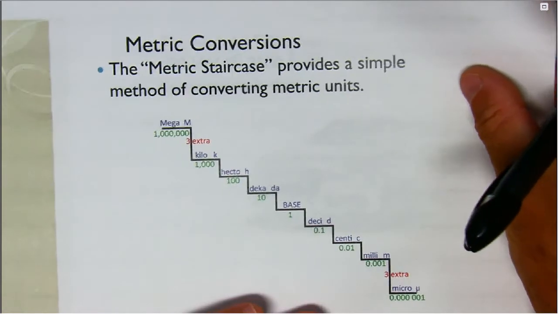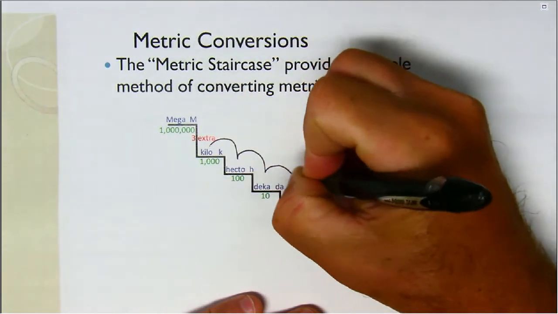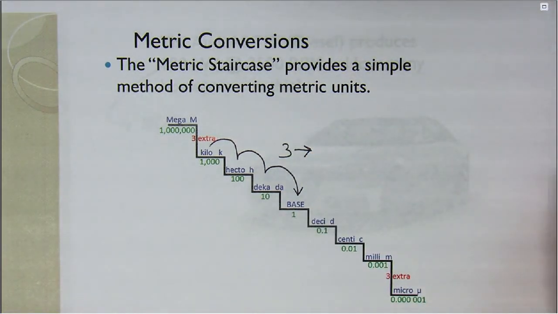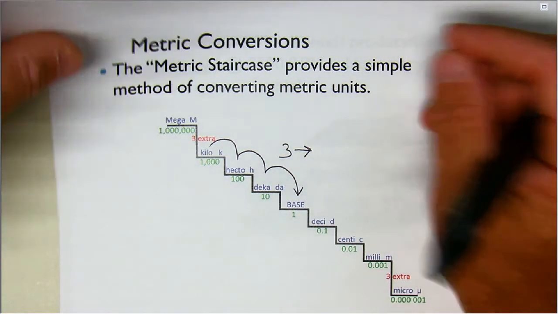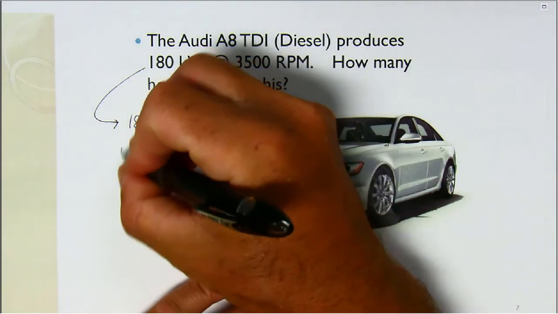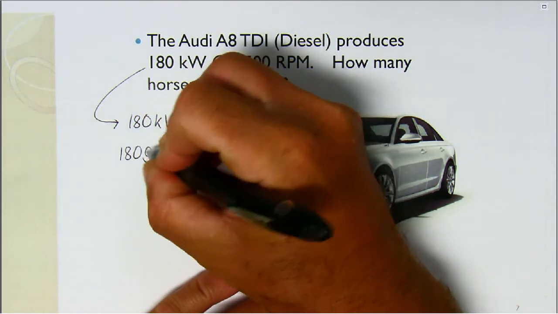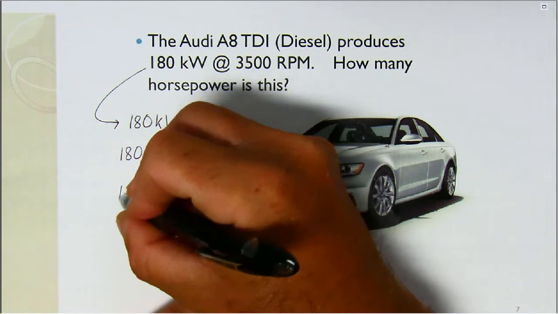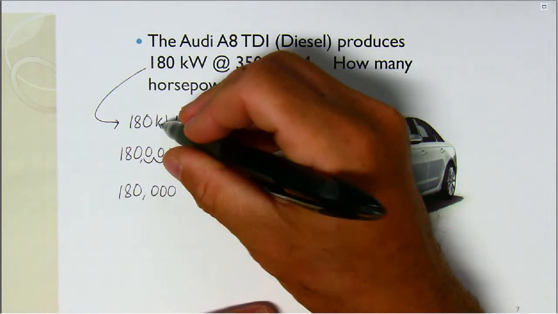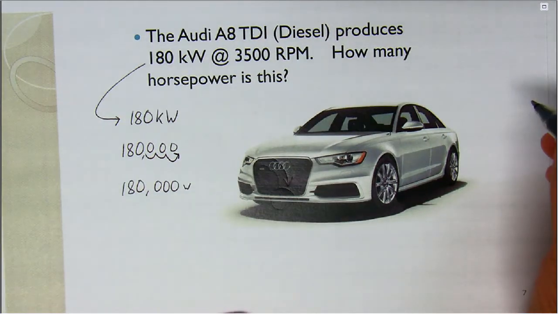So what we need to do is we need to change 180 kilowatts to just watts. So on our metric staircase, if we're going from kilowatts to just plain old watts, that's to our base unit, we need to move 3 to the right. So let's do that. 180 kilowatts becomes 180,000 watts. And that makes sense because kilo means 1,000, so 180 kilo should be 180,000.